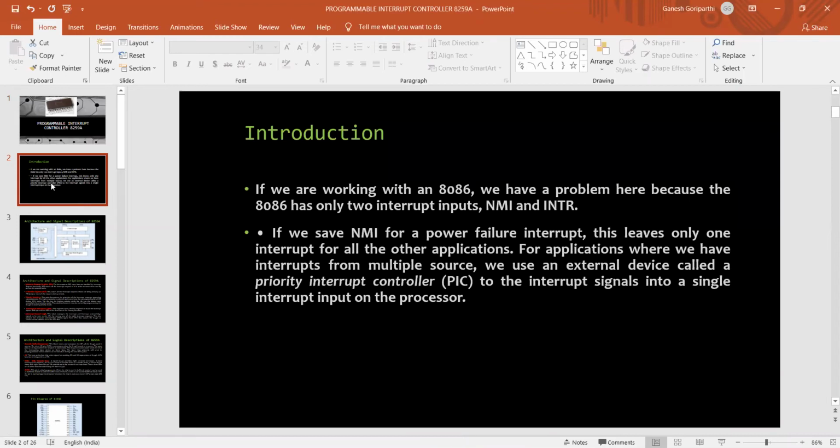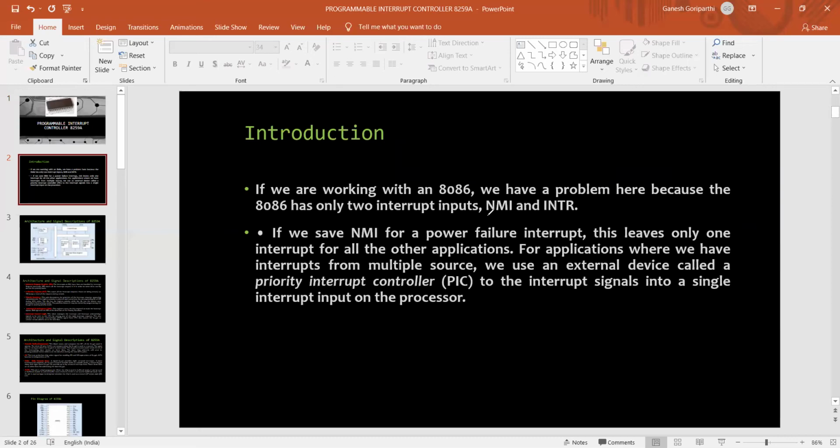Right. So if we are working with 8086, we have a problem here because the 8086 has only two interrupt inputs. One is NMI and the other one is INTR.